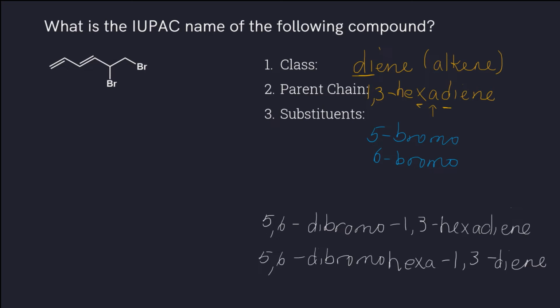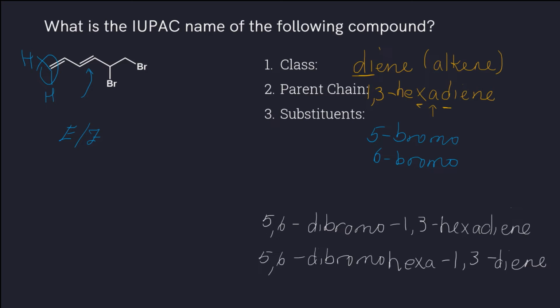Now let's check for stereoisomers. This double bond has two hydrogens on the end of this double bond, and so it does not exhibit stereoisomerism. Whereas this double bond is disubstituted, one group on either side of the alkene, and therefore there are two ways to arrange it, either in the E or the Z configuration.